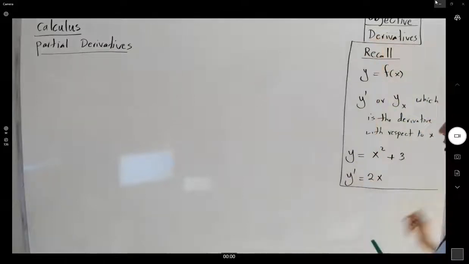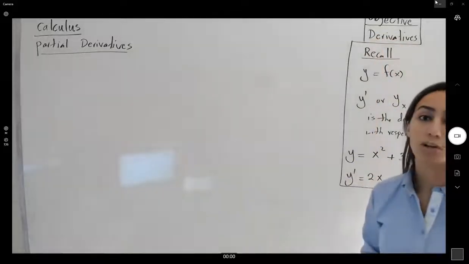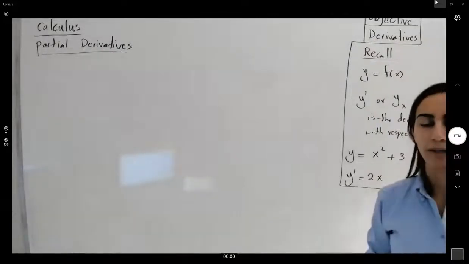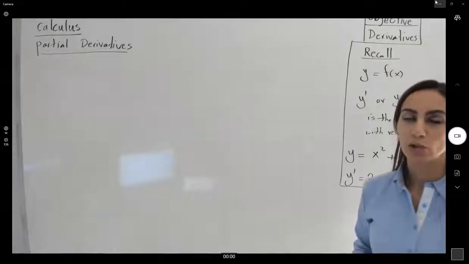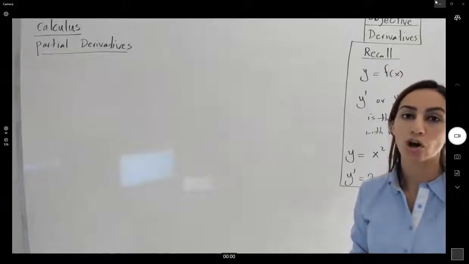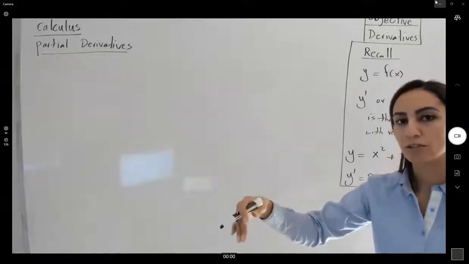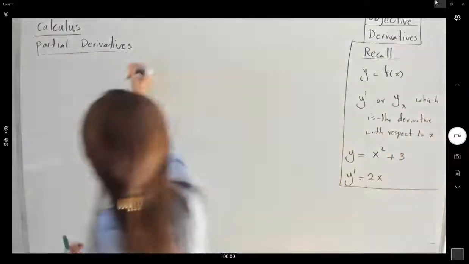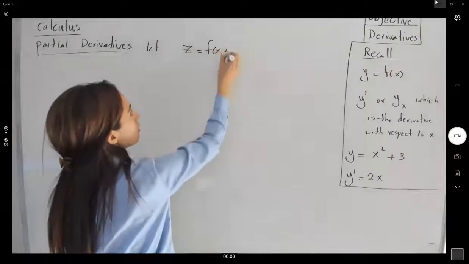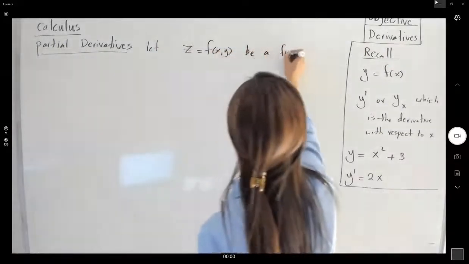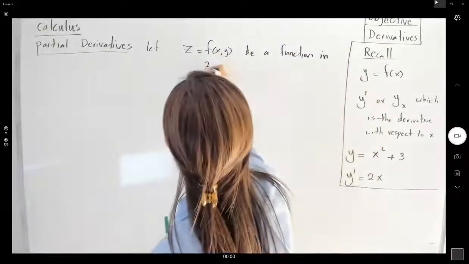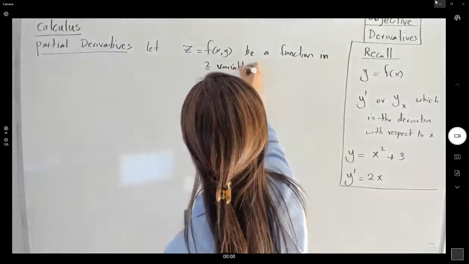Now, you're working with multivariable functions. It means that you don't just have one variable to work with. You have more variables. So instead of taking the derivative, you say that you're taking the partial derivative. You're taking the derivative partly. So let z equals f of x and y be a function in two variables.